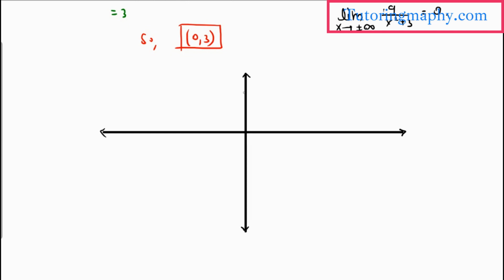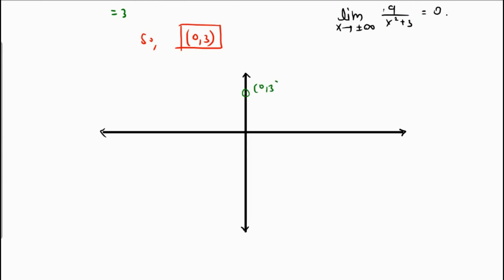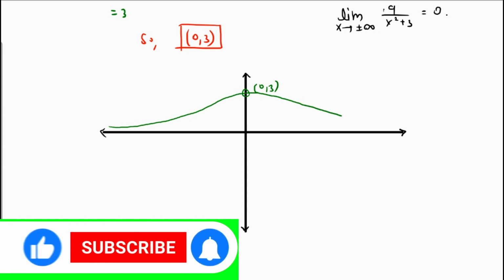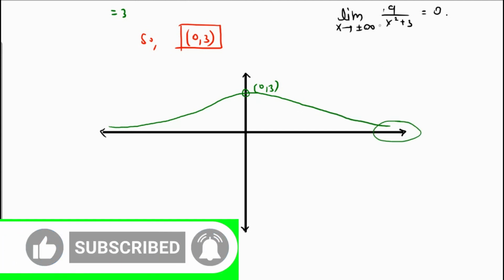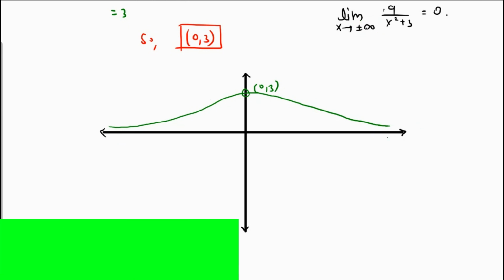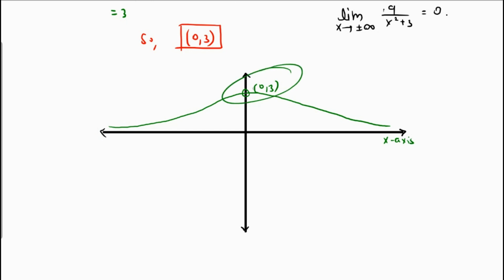So what this means is this is the point (0, 3). This is the maxima. So the function is going to look something like this. Why is it going like this? Because when x is tending towards plus or minus infinity, the function is approaching 0, which means that the x-axis is its asymptote and (0, 3) is its relative maxima. That's why it is over here.